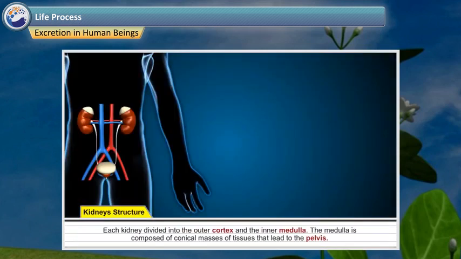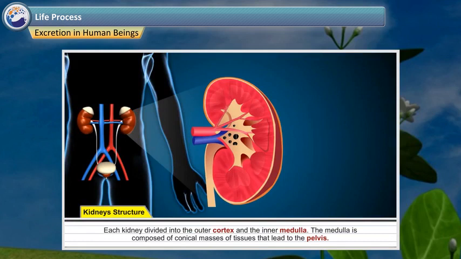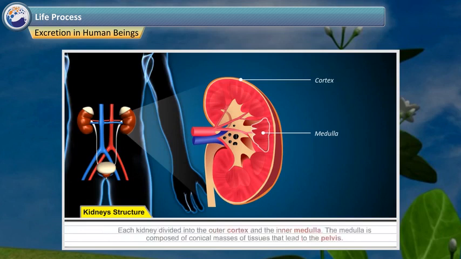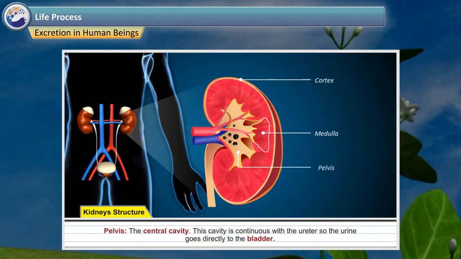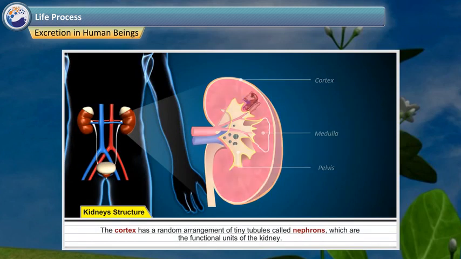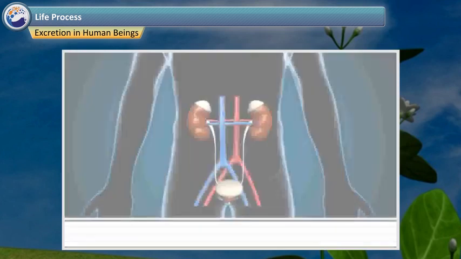Kidneys structure. Each kidney is divided into the outer cortex and the inner medulla. The medulla is composed of conical masses of tissues that lead to the pelvis. Pelvis. The central cavity. This cavity is continuous with the ureter, so the urine goes directly to the bladder. The cortex has a random arrangement of tiny tubules called nephrons, which are the functional units of the kidney.